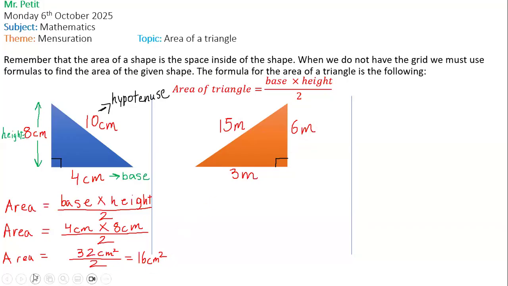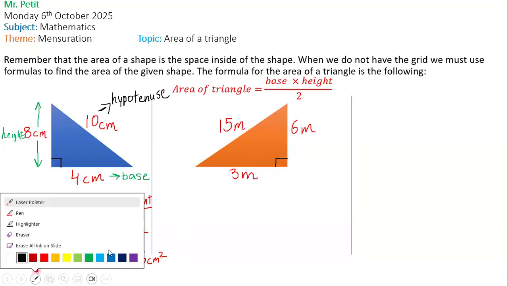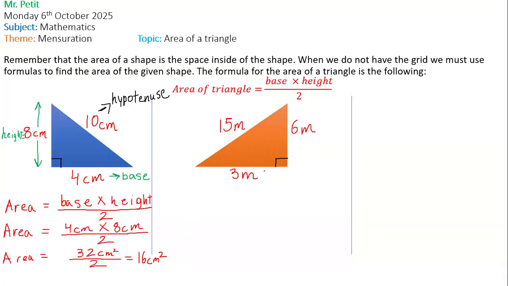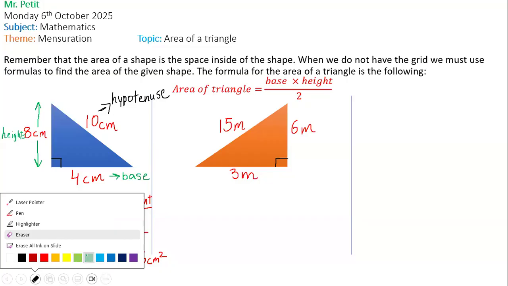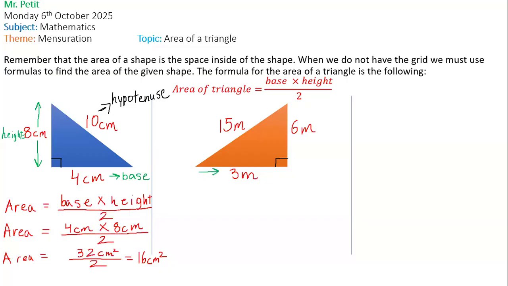Okay, so let's go ahead and identify our sides. Which side is the base? 3 is the base. 3 meters. Yes, that's the base. So 3 is the base, okay? This is the base.